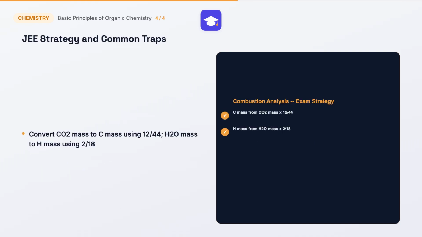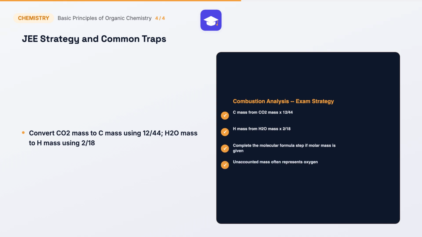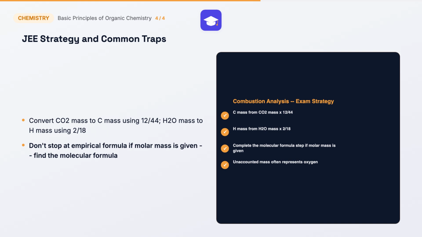The single most frequently tested skill here is converting carbon dioxide and water masses back to their original carbon and hydrogen masses correctly, using the specific mass fraction of carbon within CO2, 12/44, and of hydrogen within water, 2/18. Forgetting these specific conversion fractions is a common calculation error.